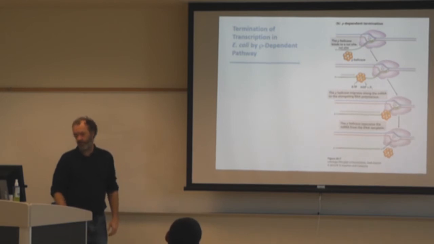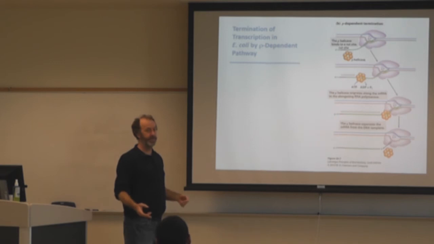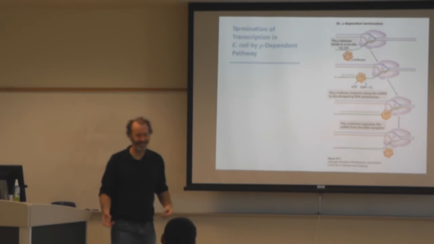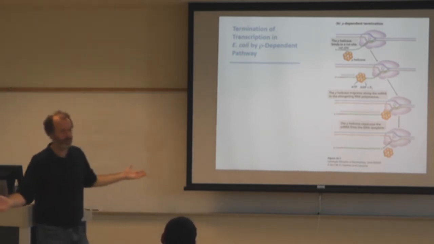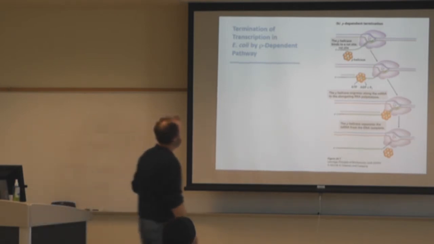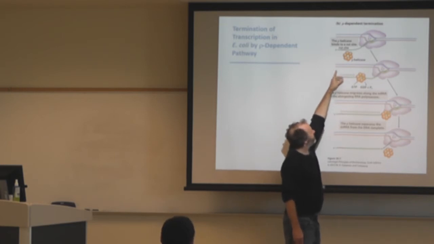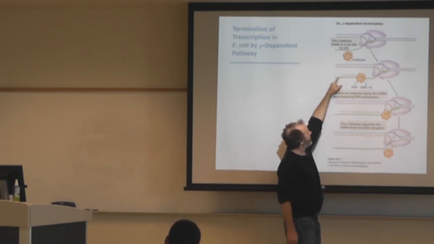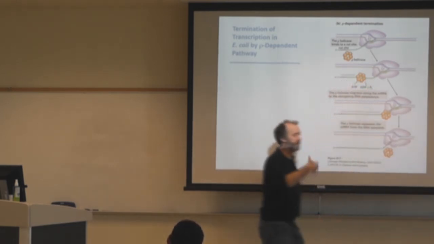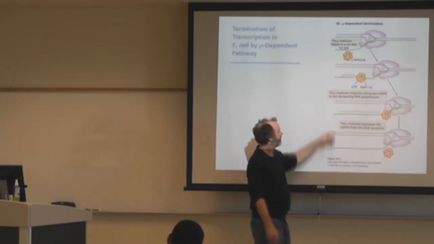So this is the Rho-dependent pathway in E. coli, and basically Rho is a helicase. What are helicases, do you remember? Helicases unwind or separate strands of nucleic acids, so they separate double-stranded regions. The Rho helicase binds to a RUT site on the transcript and works its way up the transcript. As it does, it requires ATP because it's unfolding any secondary structure, separating the RNA.